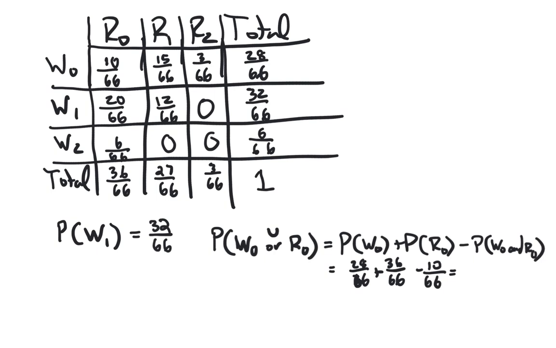And remember, all probabilities have to be between 0 and 1. So our sanity check at the end of this is to make sure that we have a number that is positive and not bigger than 1. So 28 plus 36, we can check. That is 64. So this is minus 10 is 54 out of 66. Great.